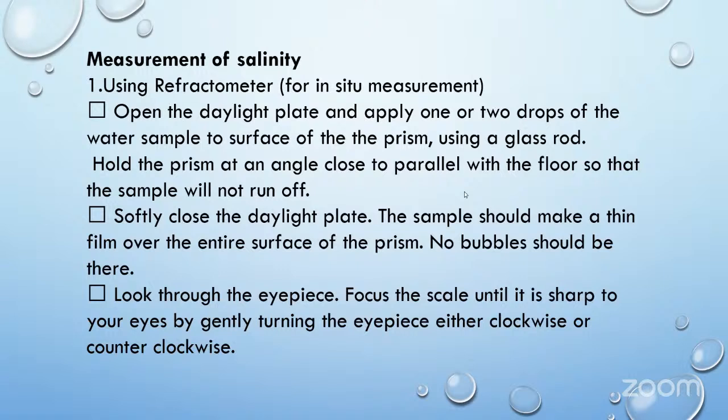Using a refractometer for in situ measurement. Open the daylight plate and apply 1 or 2 drops of the water sample to the surface of the prism using a glass rod. Hold the prism at an angle close to parallel with the floor so that the sample will not run off. Softly close the daylight plate. The sample should make a thin film over the entire surface of the prism. No bubbles should be there. Look through the eyepiece. Focus the scale until it is sharp to your eyes by gently turning the eyepiece either clockwise or counterclockwise.